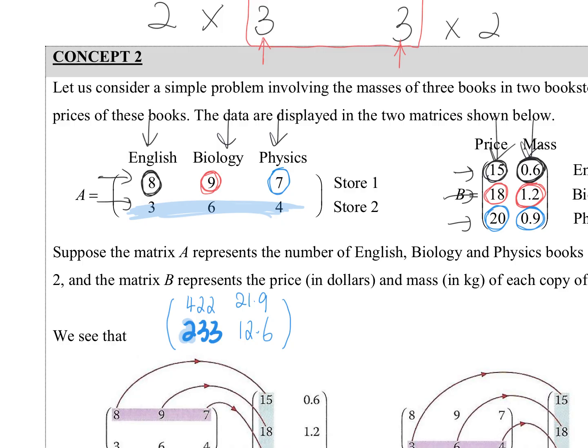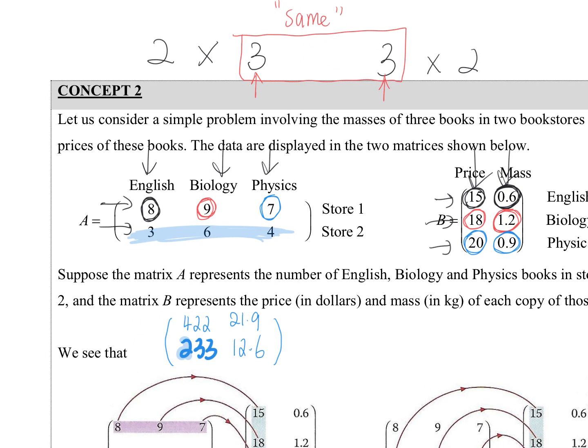So in other words, right? Okay, I will show one more time, but I just want to do a quick summary. Your final answer is a 2x2 matrix. This one is the total sales for store 1.